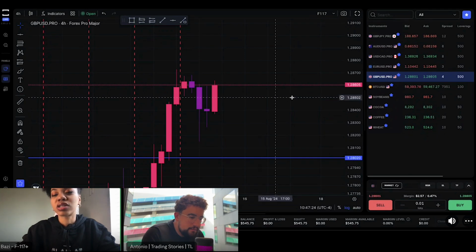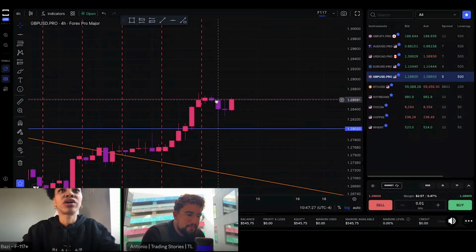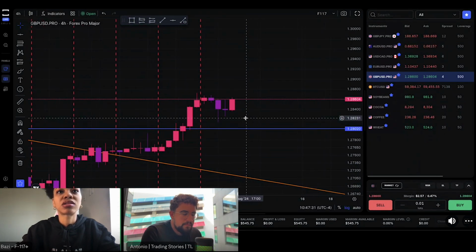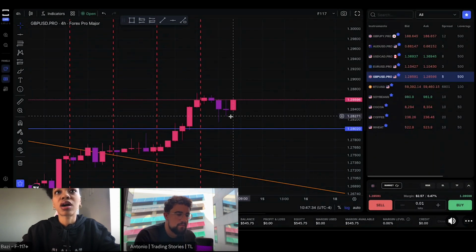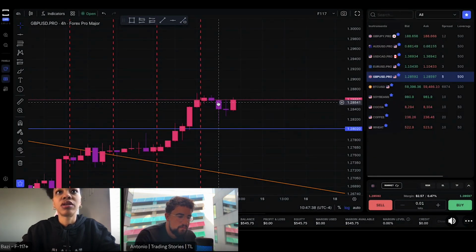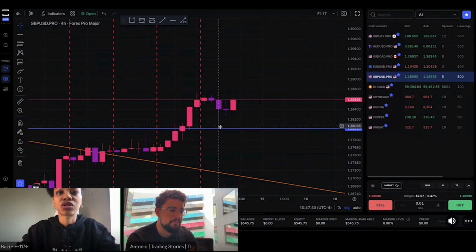I wouldn't consider it a retest. For me, a retest would actually come down and hit this zone, or it would kind of come down slowly and hit it. This seems like it did try to reverse and it just wasn't able to because the market structure here is too strong.